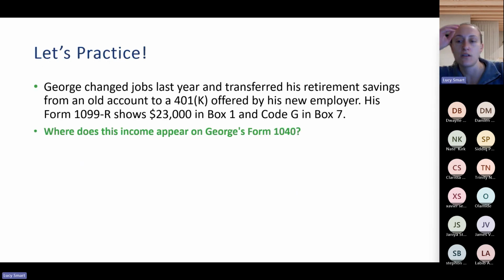Okay, let's do a little bit of an understanding check for retirement income. Say we have a taxpayer named George who changed jobs last year and transferred his retirement savings from an old account to a 401k offered by his new employer. His 1099-R shows $23,000 in box 1 and code G in box 7. Where does this income appear on George's Form 1040?